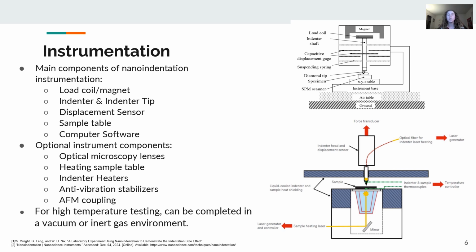Furthermore, you can get heating, sample table, and indenter heaters to perform high temperature nanoindentation testing, and anti-vibration stabilizers. Nanoindentation is extremely sensitive to vibrations, and so having these will help reduce some of the measurement errors. It can also be coupled with atomic force microscopy to get information about surface morphology or microstructure. And if you're high temperature testing, it is preferred to do it in a vacuum or an inert gas environment to help prevent the tip and the sample from oxidizing.